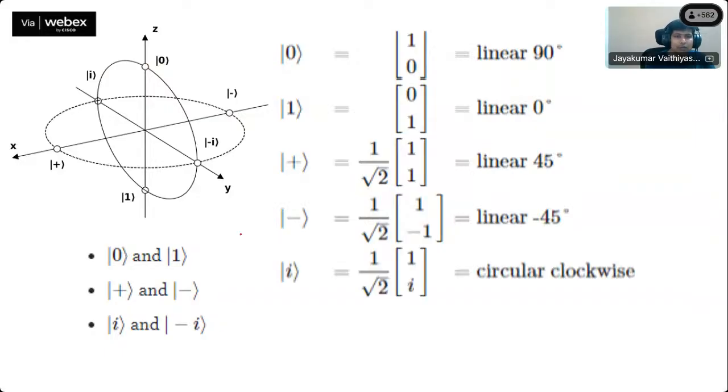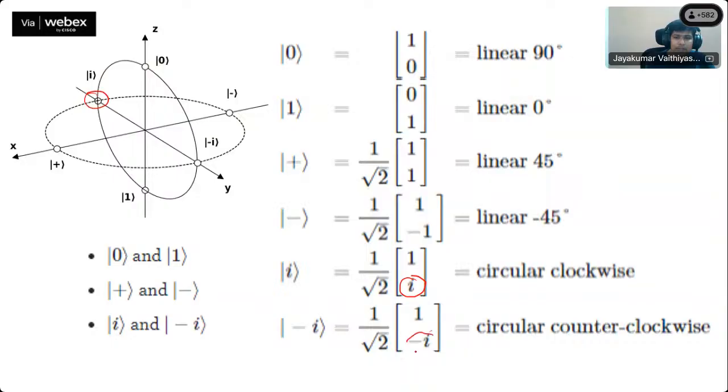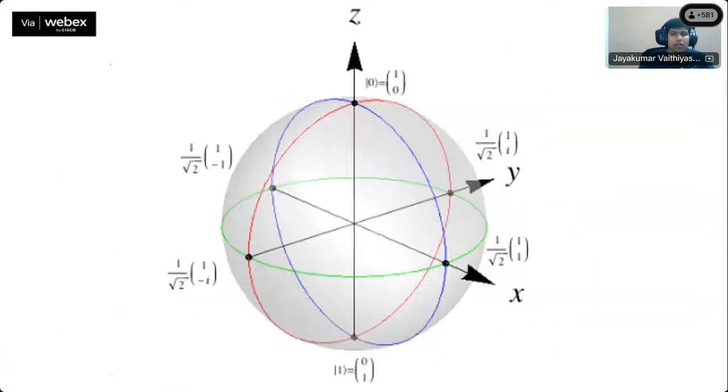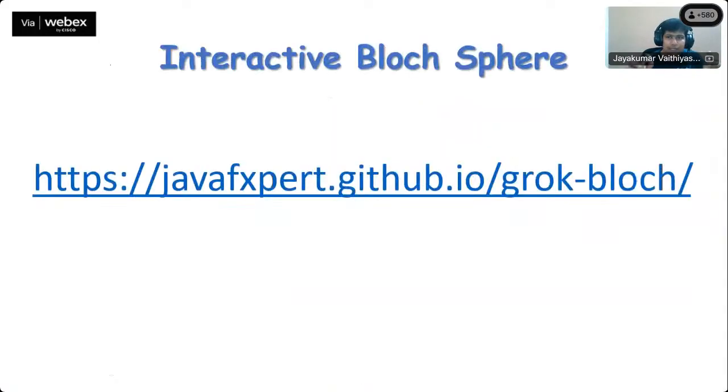In the same way, look at the y-axis. The second component becomes imaginary. Look at negative I: the second component becomes minus I. Likewise, you are able to visualize all these quantum states through matrices. I'll share this link. Go to this link, where you can learn some basics about the Bloch sphere. If you understand the Bloch sphere, you will know what steps you can take in quantum simulation.